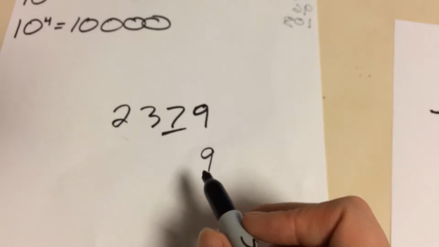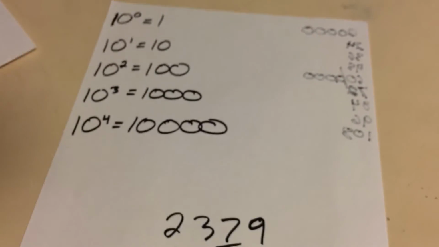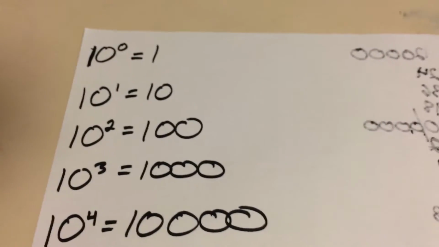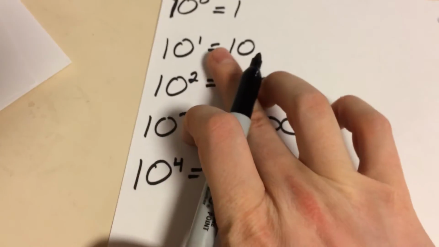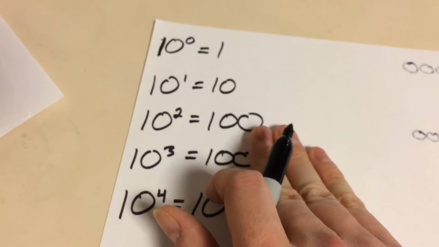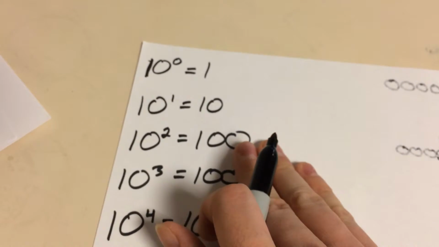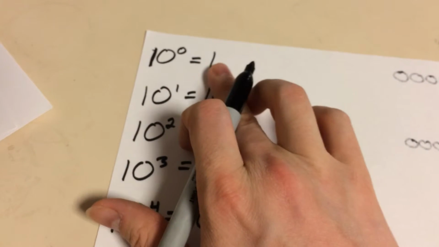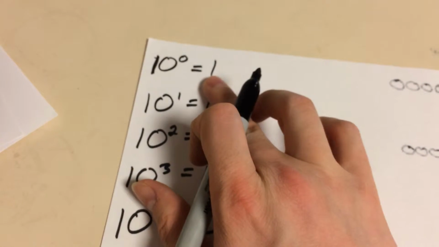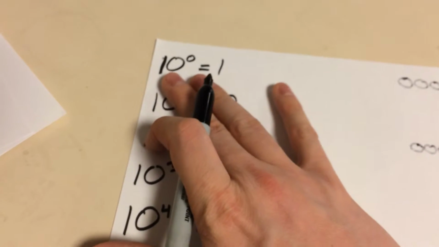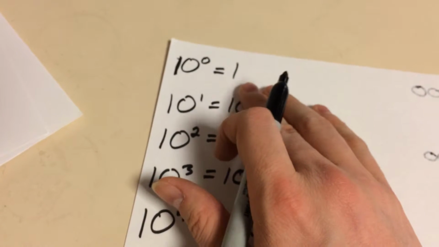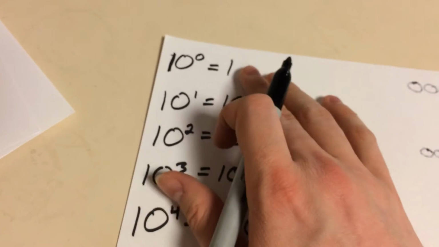So what that really means is when we multiply by a 1 here, we're actually multiplying by 10. And if you look up here, we can see that when you multiply by 10 to a power, whatever that power is, that's the number of zeros you're going to have after your 1. So when we take 10 to the 0, it's just 1. It means we are multiplying 10 by itself zero times, which means that it's just 1.